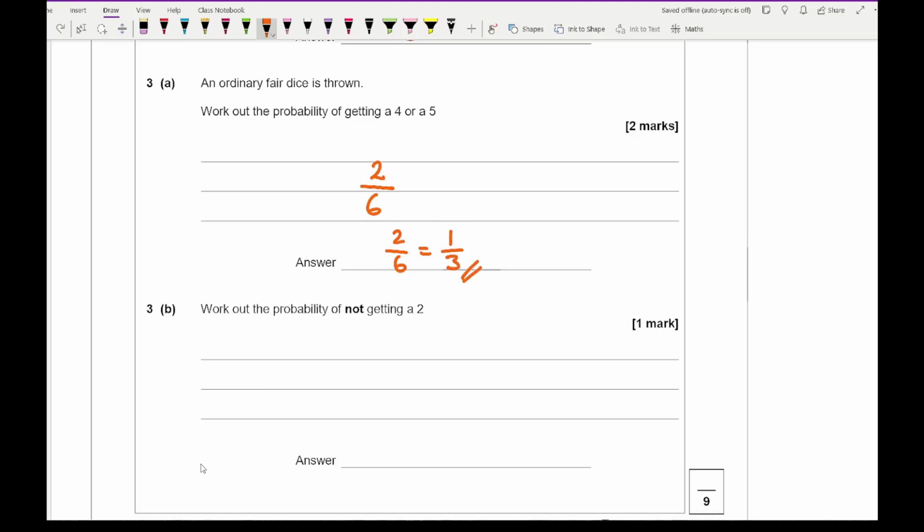Then for B, it says work out the probability of not getting a 2. So how many numbers are not 2 on a die? Well, that's going to be 5 out of 6, so the answer then is 5/6. Now again, alternatively, you could write your answer as a decimal. I'm going to leave mine as a fraction.